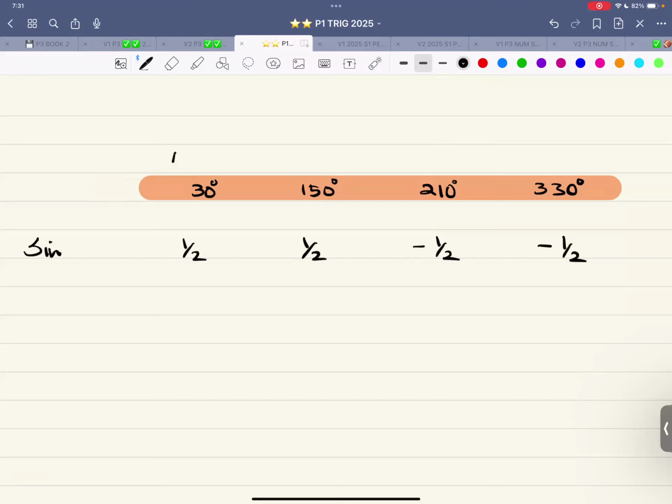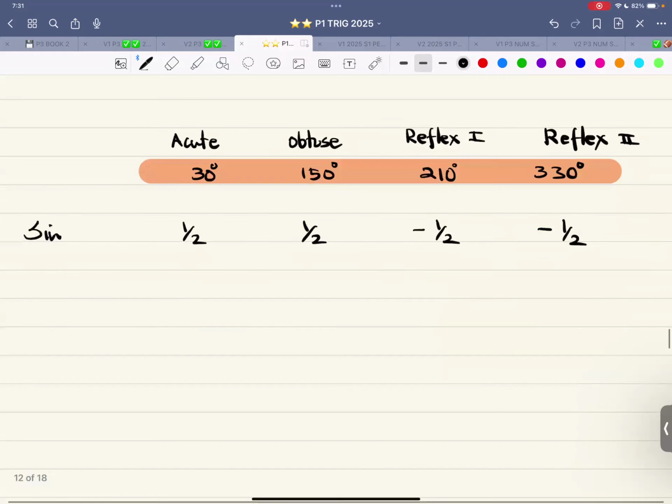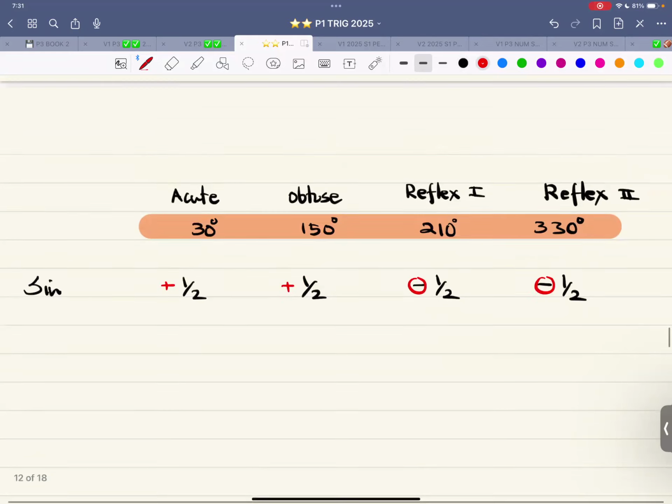This angle is an acute angle. This angle is an obtuse angle. This angle is reflex. This is also reflex. So in order to differentiate between the two, this is reflex 1, this is reflex 2. So now what do we observe? We observe that sine is negative for these two values, and sine is positive for these two values.